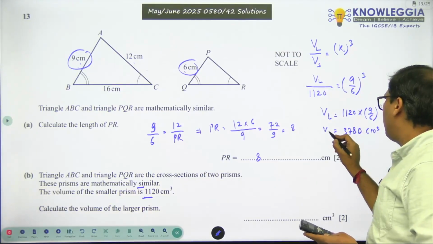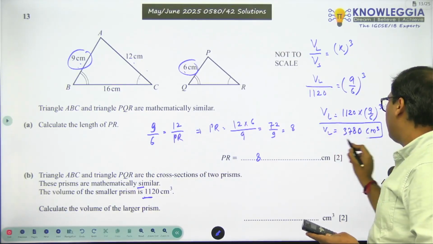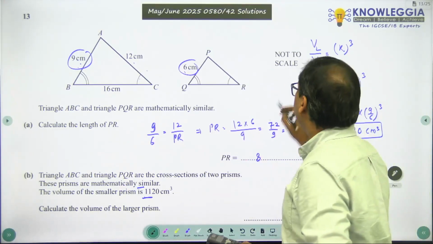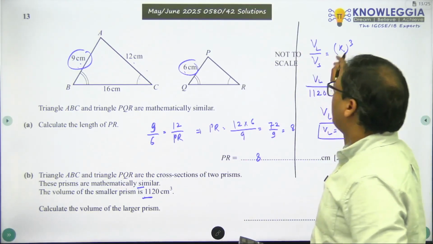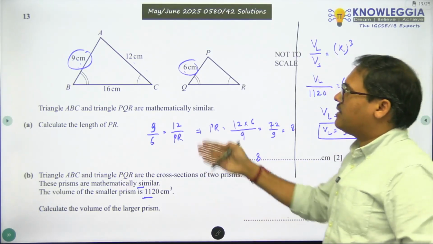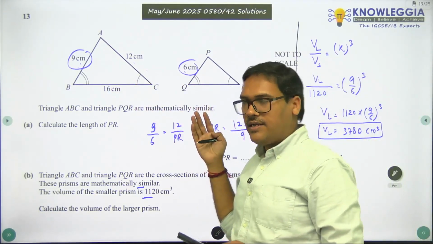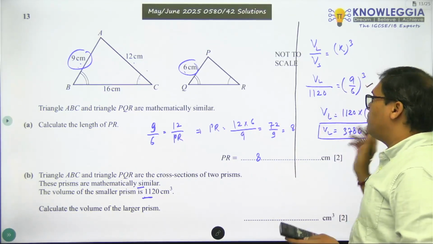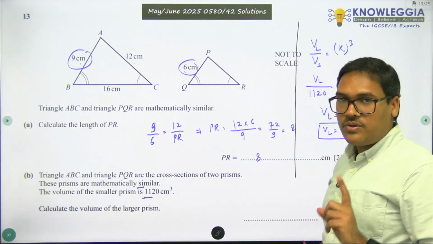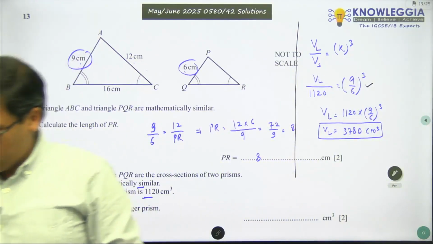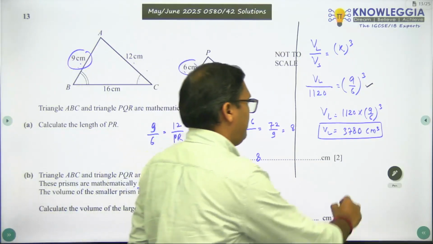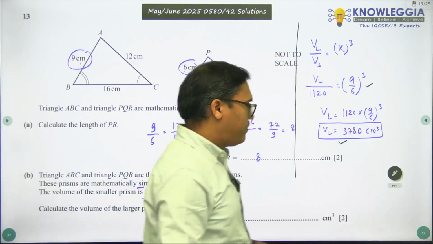This is the volume of the larger prism. I hope this is clear. What we have done is we have just taken the scale factor. What is the scale factor? If you divide corresponding sides, that will be the scale factor k. And why are we taking cube? Because we are talking about the volume. Okay, so that is the answer. 3780 is the correct answer for this question. I hope this is also clear.